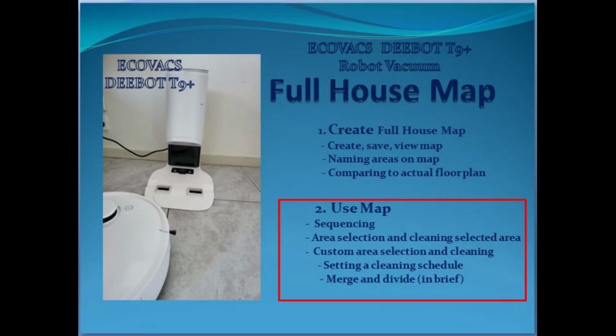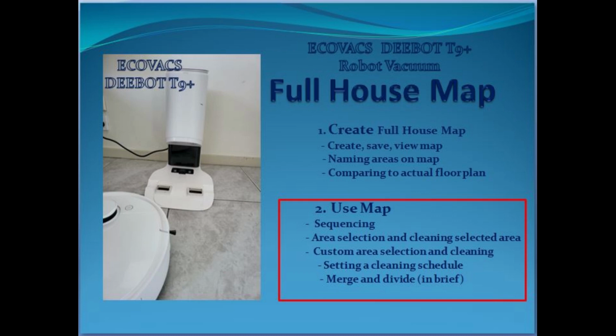So far, we have seen how to create a full house map, save the map, name and rename the map, as well as name particular areas on the map. So instead of calling them room 1, room 2, as the DEEBOT calls them when it brings up the final map, we have renamed room 1, room 2, etc. to kitchen, lounge, passage, and so on.